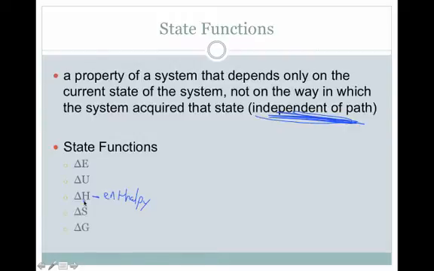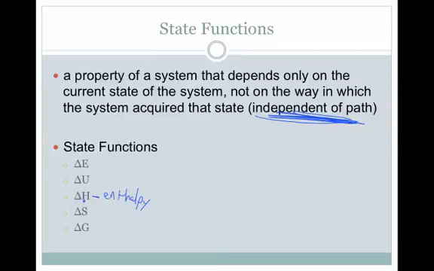Things to come we'll be dealing with later in the chapter is the value of delta S, which is entropy, and delta G, which is known as Gibbs free energy. Entropy is a measurement of disorder in a system, and Gibbs free energy is a tool we use to predict the spontaneity of a reaction. Does the reaction happen on its own, or does it require a push from an outside energy source?